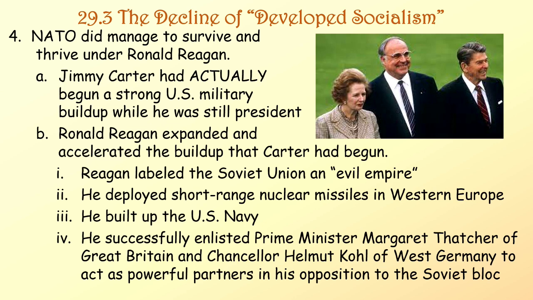Carter had actually begun a strong U.S. military buildup while he was still president. Ronald Reagan expanded and accelerated the buildup that Carter had begun. Reagan labeled the Soviet Union an evil empire. He deployed short-range nuclear missiles in Western Europe. He built up the U.S. Navy. And he successfully enlisted Prime Minister Margaret Thatcher of Great Britain and Chancellor Helmut Kohl of West Germany to act as powerful partners in his opposition to the Soviet bloc.